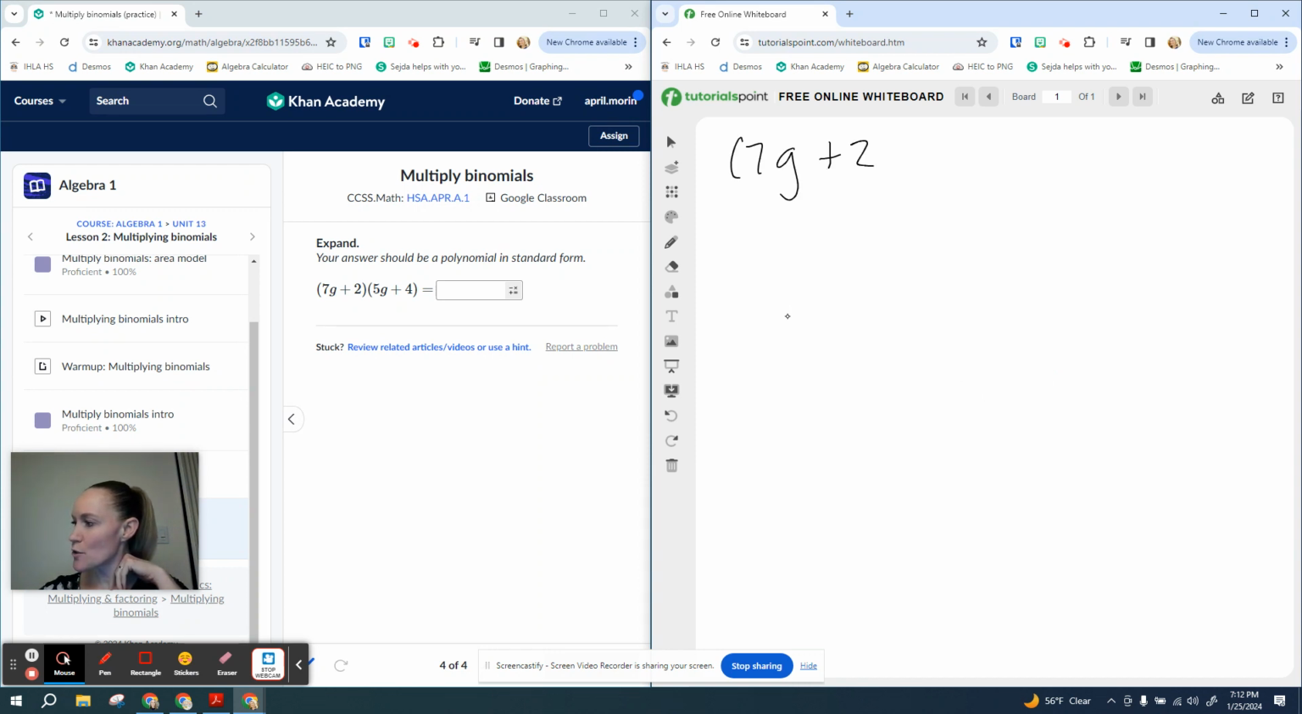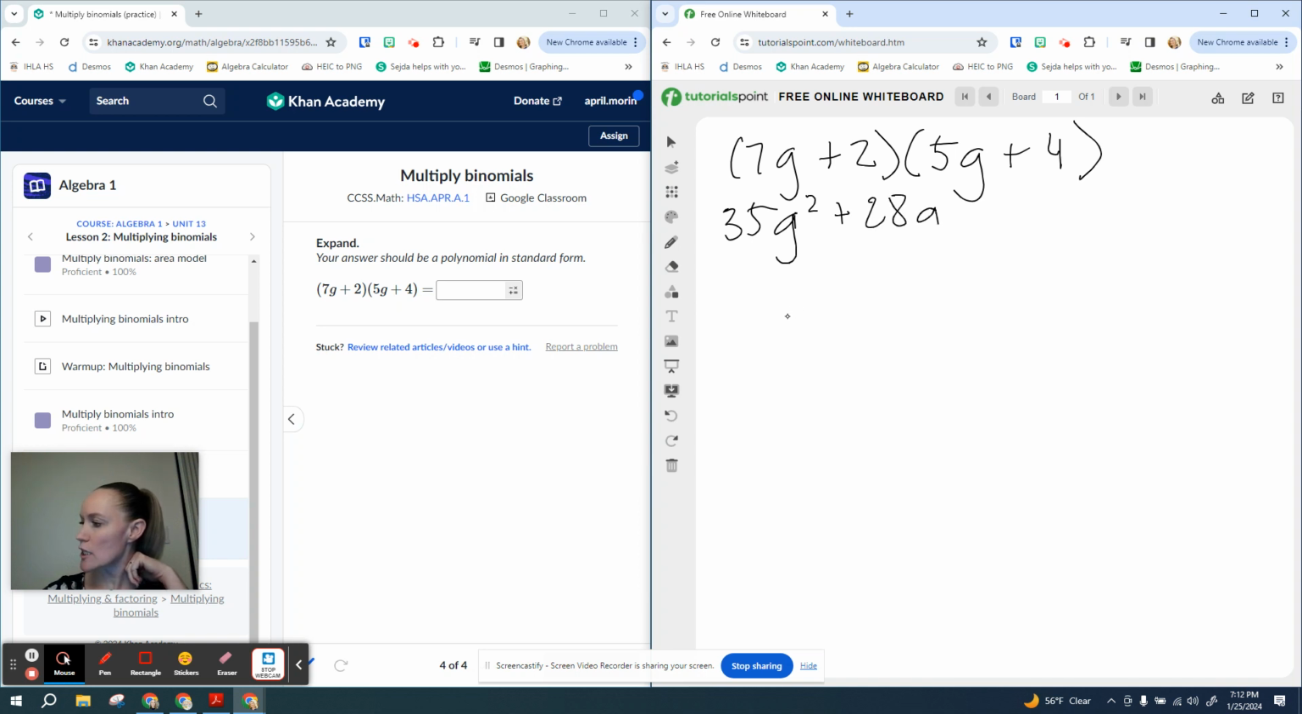7g plus 2 times the quantity of 5g plus 4. 7 times 5 is 35g squared. And then I have plus 7 times 4 is 28g. 2 times 5 is 10g. And that's also plus. And plus 8. All right, let's go ahead and add these.